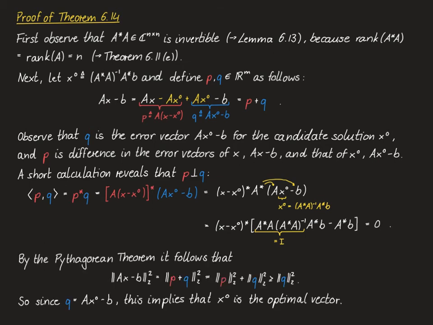By using the Pythagorean theorem, it follows that the squared norm of Ax minus b, which is equal to the squared norm of p plus q, and since p and q are orthogonal, this is equal to the squared norm of p plus the squared norm of q, which clearly is always greater than or equal to the squared norm of q. So since q equals A x naught minus b, this implies that x naught must be the optimal vector of the least squares problem.